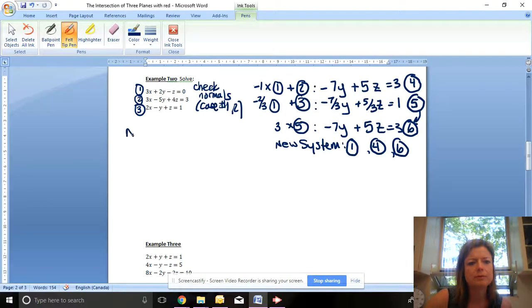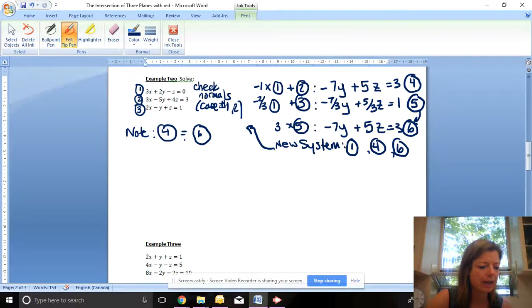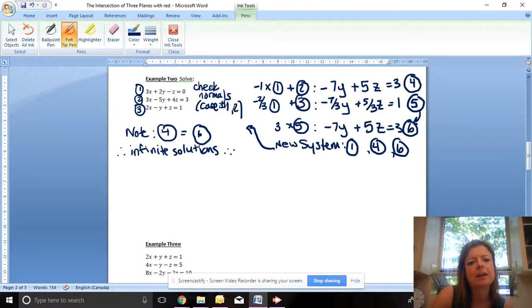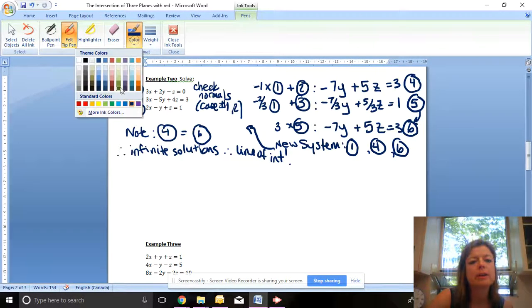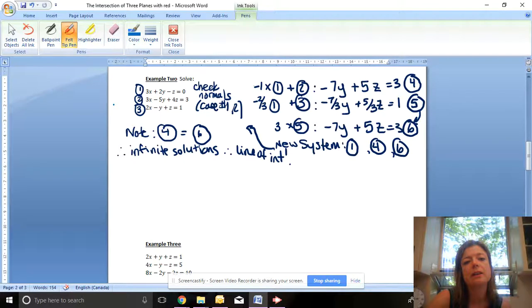So note that equation 4, the entire thing, equals equation 6. Okay, this means that there are infinite solutions. And that means that it has to be a line of intersection. Okay, so that's how you identify that you're in that case.